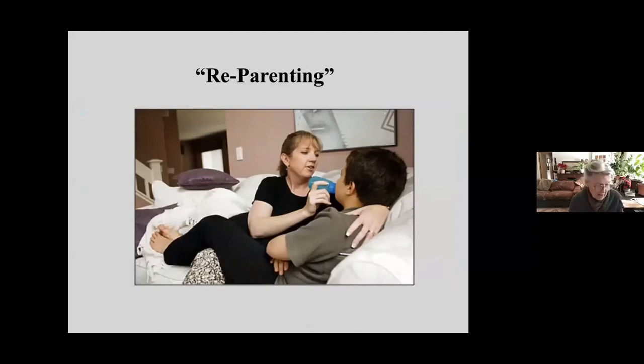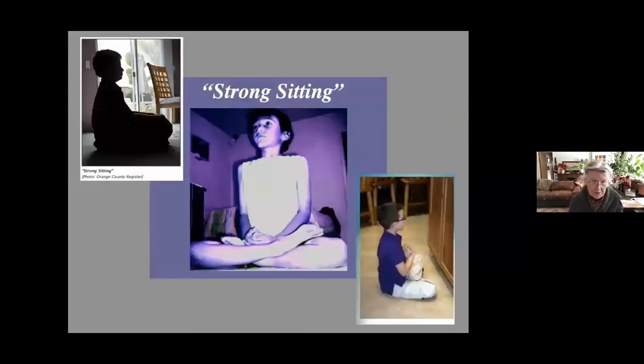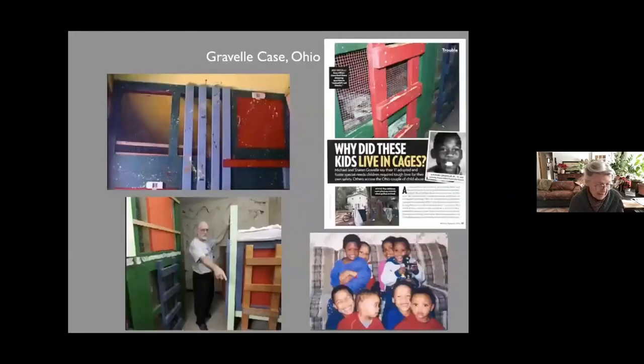Children are also forced to do long periods of motionless sitting called strong sitting. And they do get put in cages. This, by the way, the state of Ohio funded holding therapy for this family with 11 adopted children.